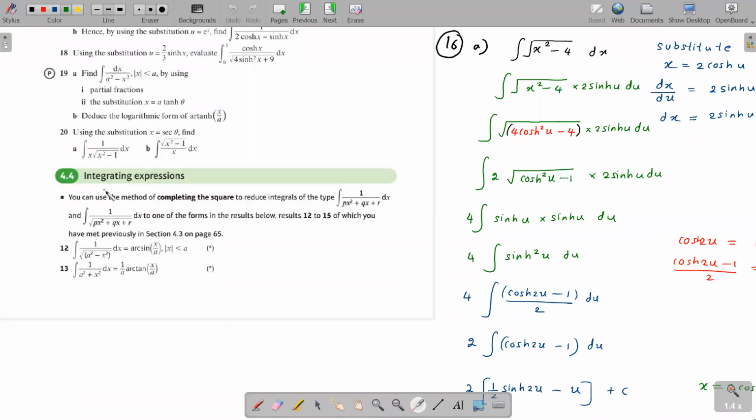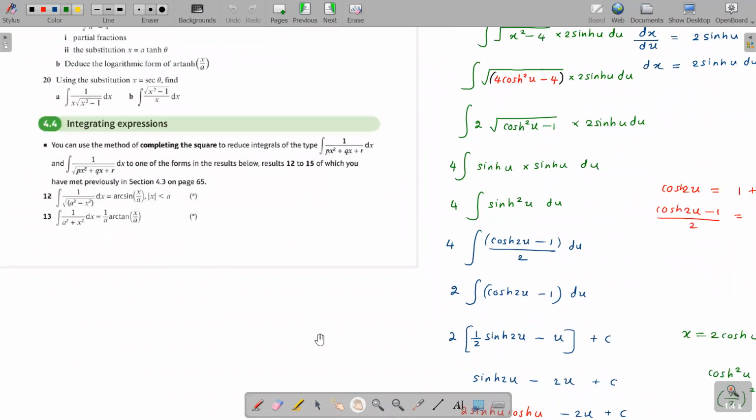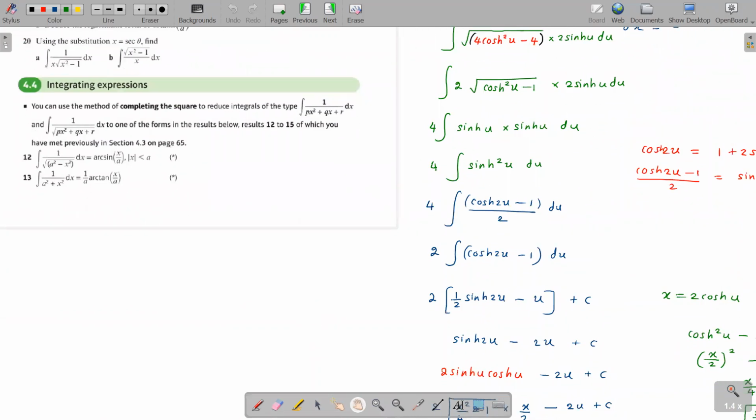Okay, so now we'll move on to the next part of our lesson, integrating expressions by using the method of completing the square. So why do we need to use completing the square? Now look at the type of integrals that we are going to deal with in the next exercise. Can you see the type of integrals we have?